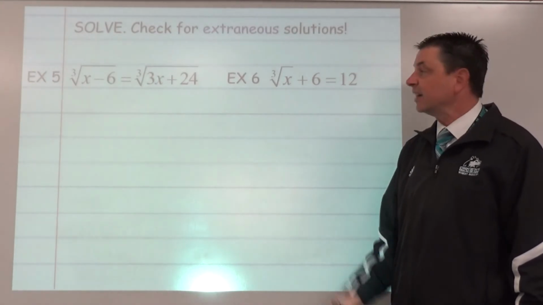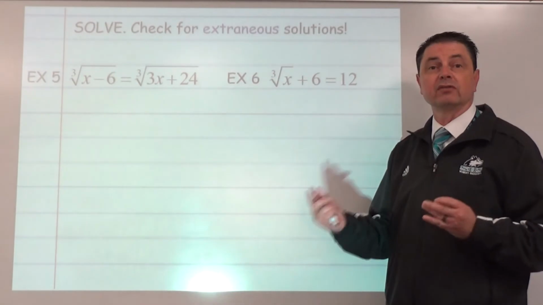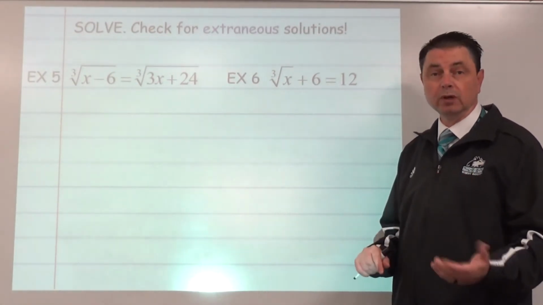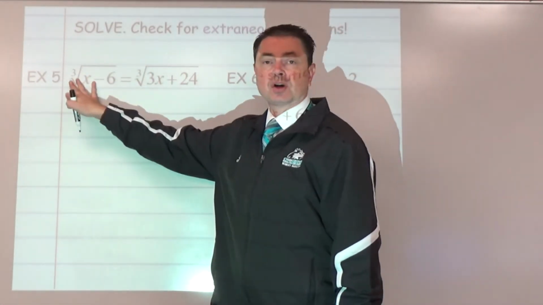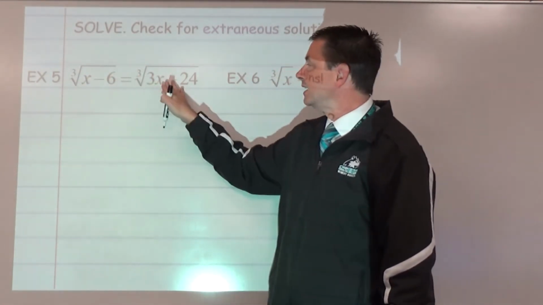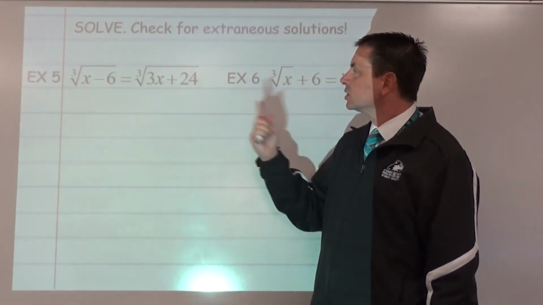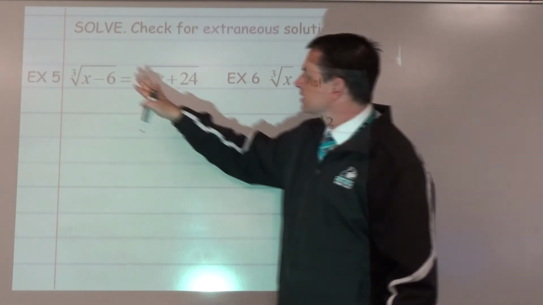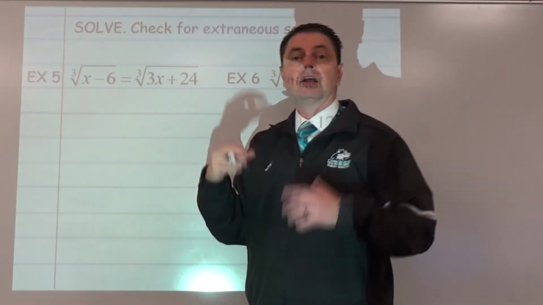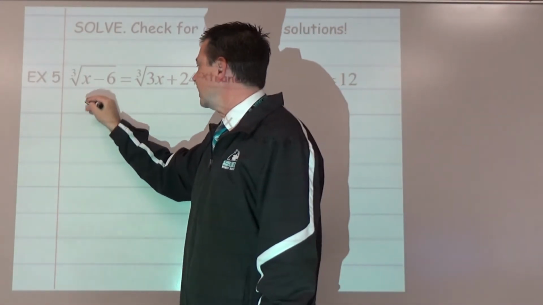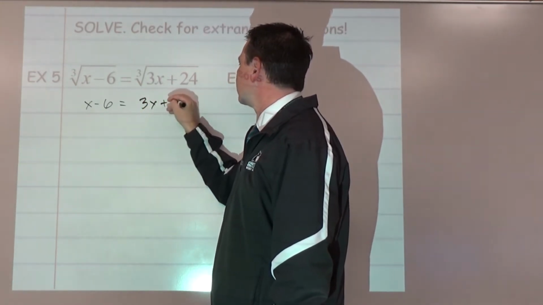In example number 5, we now see some cube roots. Remember back to the original that the inverse of cube roots is cubing. So we'll keep that in mind. The radical is already isolated, so we're going to raise both sides to the third power, that is cubing. This one works out pretty good since it's just cube root equals cube root. If I raise this to the third power, the roots cancel. I would just get x minus 6, the radicand. Same thing over here, I would get 3x plus 24.